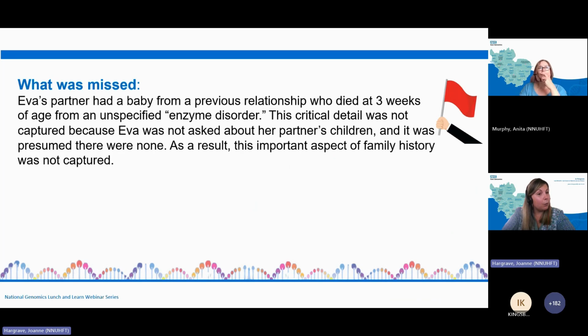In this case, what was missed? Eva's partner had a baby from a previous relationship who died at 3 weeks of age from an unspecified enzyme disorder. This critical detail was not captured because Eva was not asked about her partner's children. In fact, it was presumed that there were no other children. As a result, this important aspect of that family history was not captured.